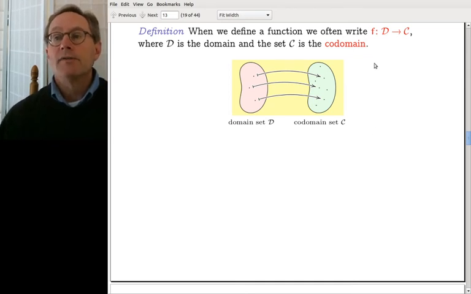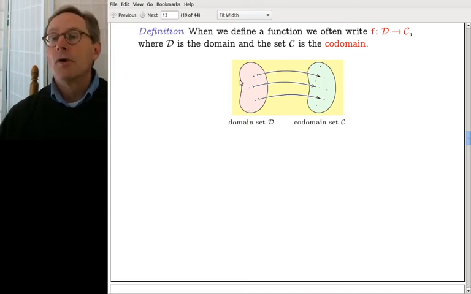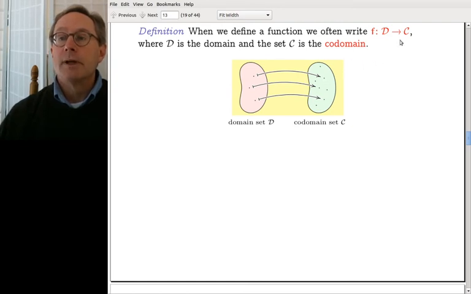When we define a function, we often write f colon D arrow C. D is the domain, and C is the codomain. So here we have some dots in the domain, and they're being associated over with dots in the codomain. And you notice that I didn't write the range up here. I wrote the codomain. I wrote the convenient superset.